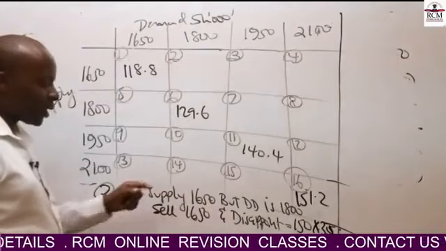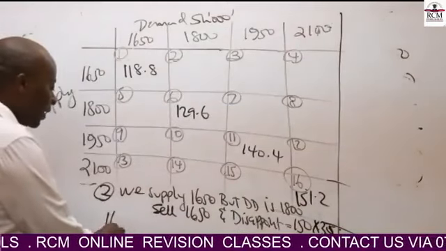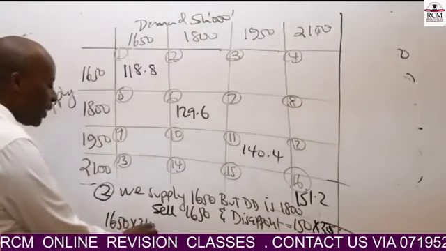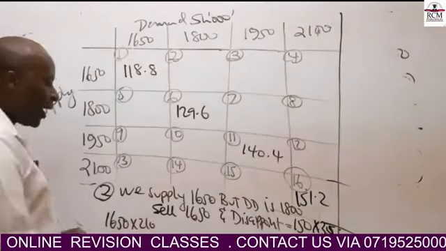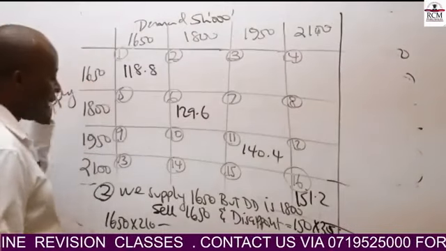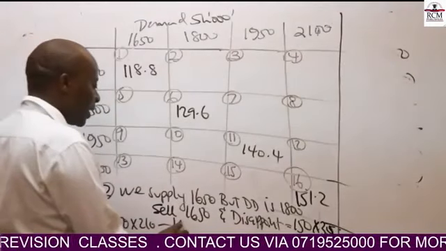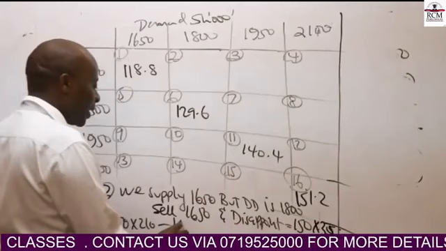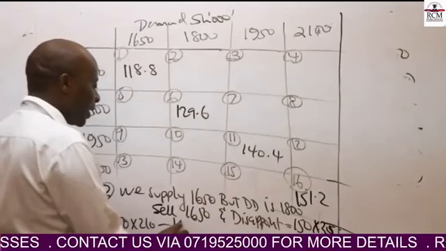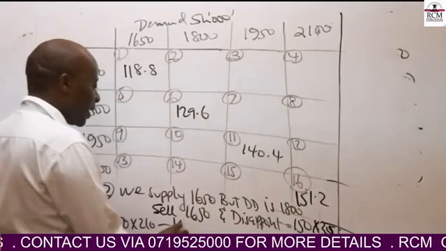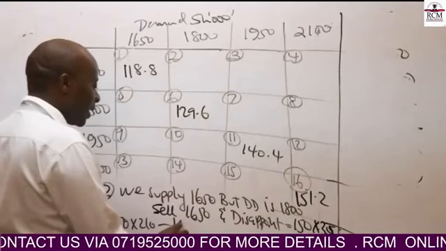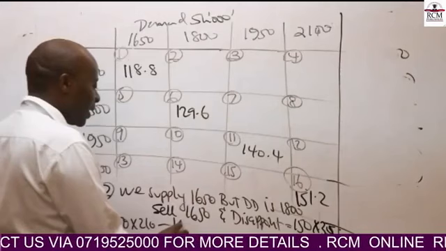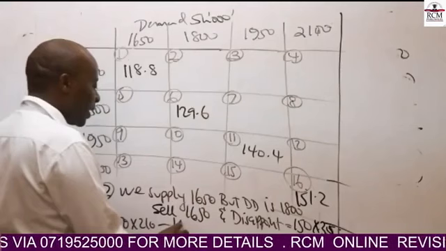So in short, I'm going to sell 1650. The 1650 that I sell, I know the selling price is 210, right? I know the cost of supplying this 1650. The cost of supplying 1650 will be 1650 times 138. So please don't forget the disappointment figure.